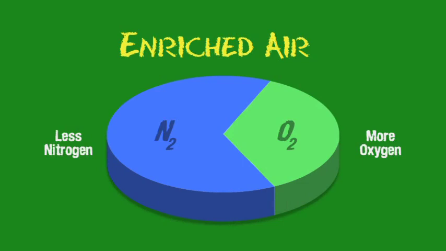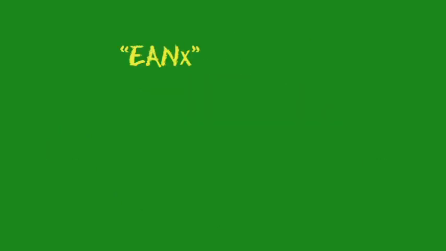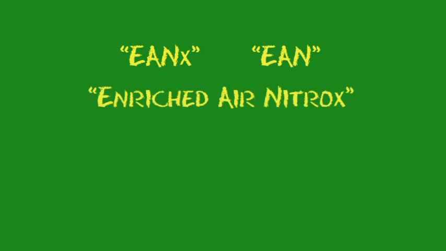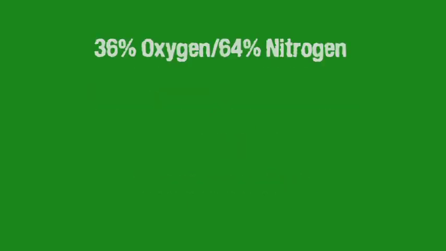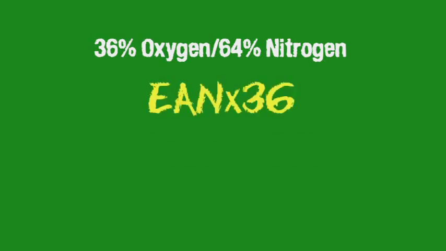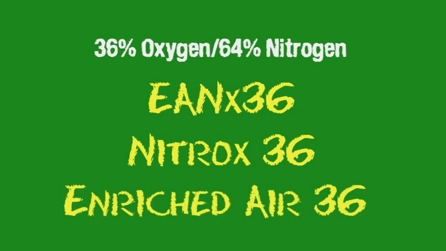You'll hear it called different things: EANX or EAN for enriched air nitrox, or just nitrox or enriched air. It's all the same stuff. To name a specific blend, just add the oxygen percent. Call enriched air nitrox that's 36% oxygen, 64% nitrogen, EANX 36, nitrox 36, or enriched air 36.